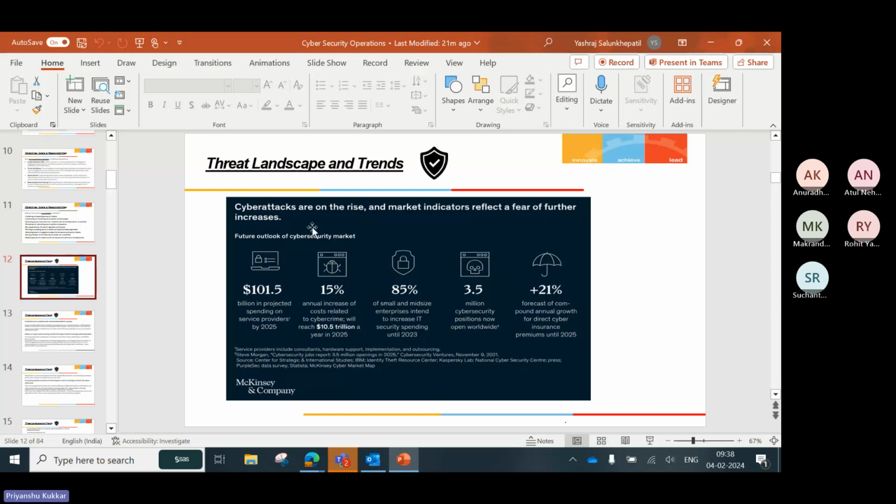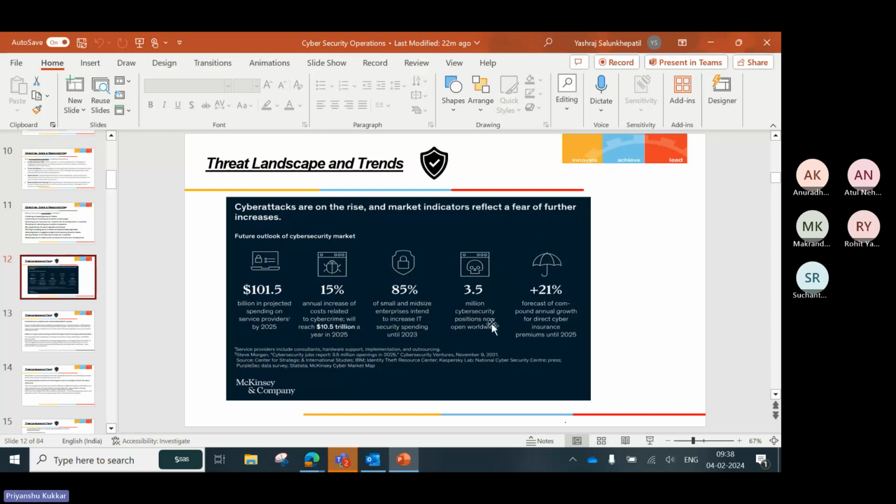Okay, let's quickly go through this. So as you can see, $101 billion is projected by 2025. That's just 1 year ahead. Okay, a 15% annual increase of cost related to cybercrime. 85% of small and mid-sized enterprises intend to increase IT spending until 2023. So it's not just the big players, it is probably everyone, government as well, non-government organizations, NGOs, and small IT businesses, as well as other businesses like manufacturing, civil, constructions, and so on.